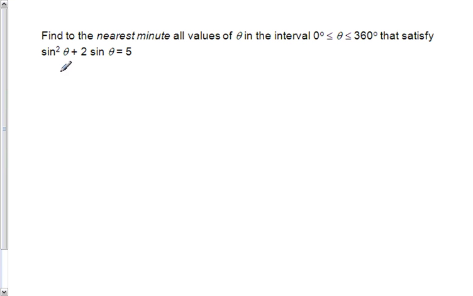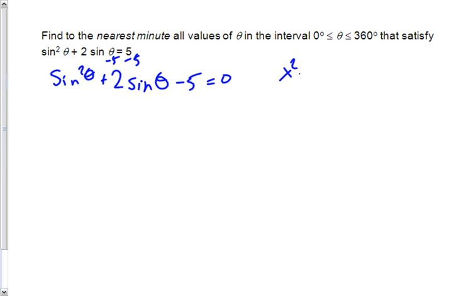Whenever I have a quadratic, always get it so that it is equal to 0. So I'm going to subtract 5 from both sides, and I get that. I think of it in terms of x squared plus 2x minus 5. Can I factor that? Things that multiply to give me 5 are 1 and 5, and that doesn't give me 2. I'm not going to deal with that. Quadratic equation.